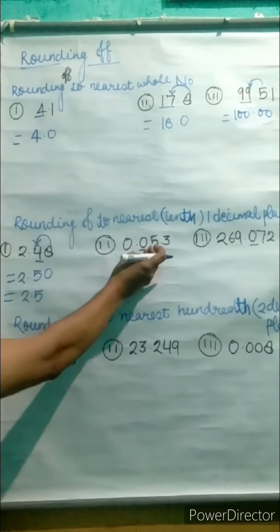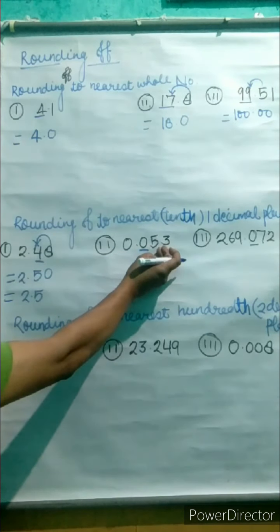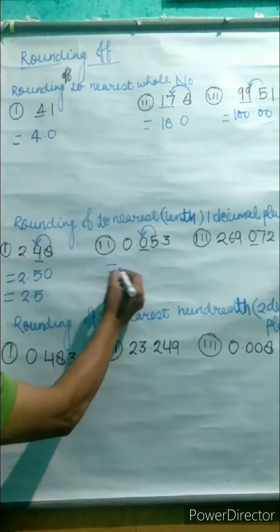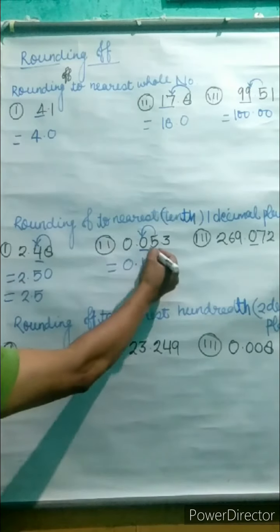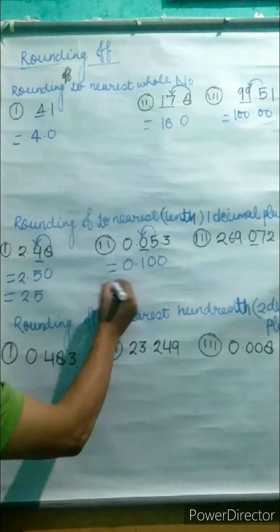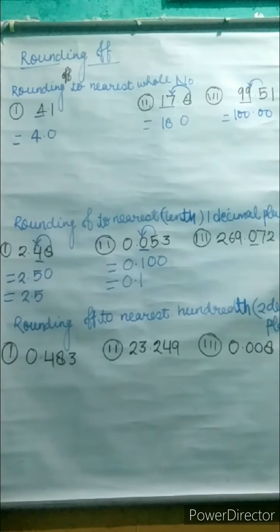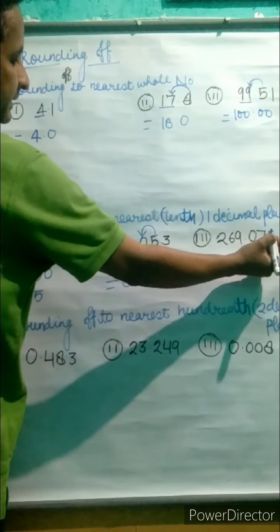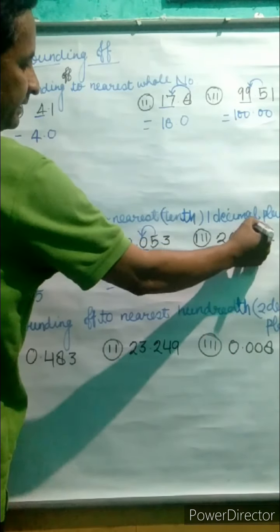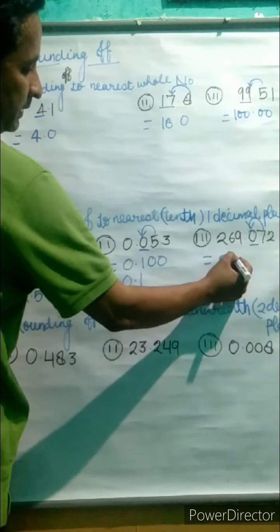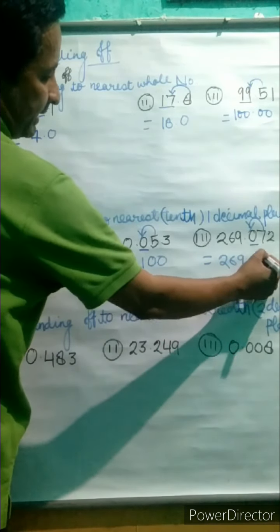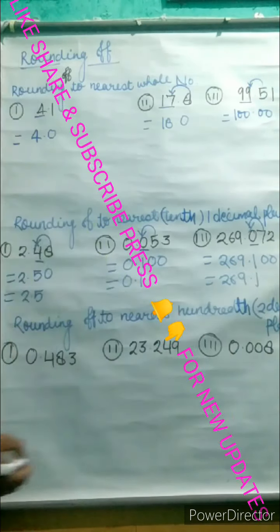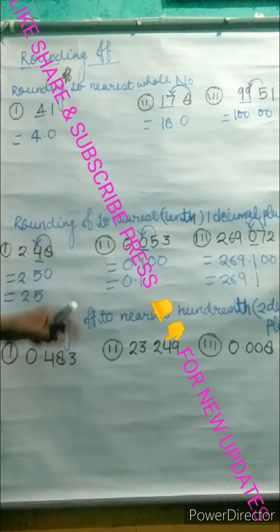Here this is our first decimal place. The place after this has 5, which is equal to 5. So we'll add 1 here, and it becomes 0.1, and after this all places will become 0. So your answer will be 0.1. In the same way, there, at the first decimal place there is 0, and the place after this has 7, which is more than 5. You will add 1 to this, you will get 269.1, and the rest of the places will become 0. So 269.1.